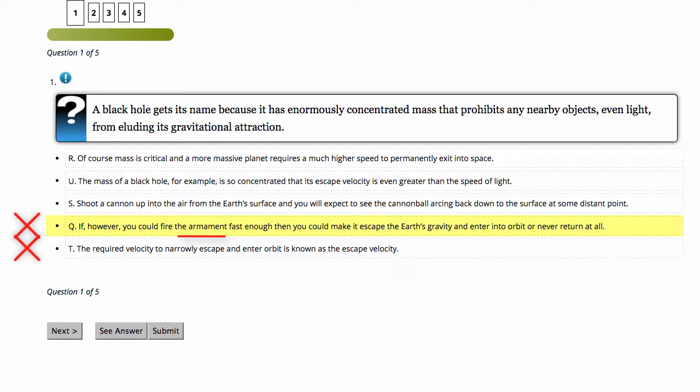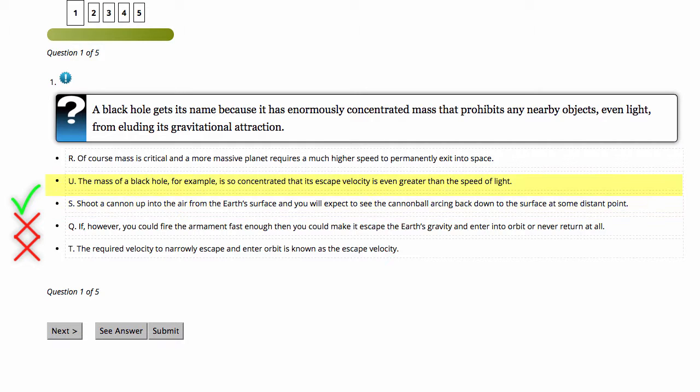Moving on, S: shoot a cannon up into the air from the Earth's surface, and you'll expect to see the cannonball arcing back down to the surface at some distant point. Well, here we are introducing a cannon, which is not mentioned in the first or topic sentence. It's not referring to the cannon as though it were referred to already, and we're following up on that idea, this specific cannon that was mentioned previously. We're introducing the cannon, so this is very different. S is actually a possibility for a first follow-on if we want to look for that first.